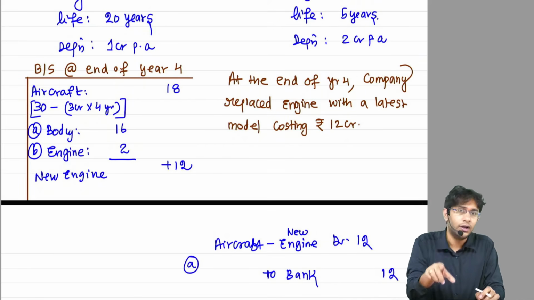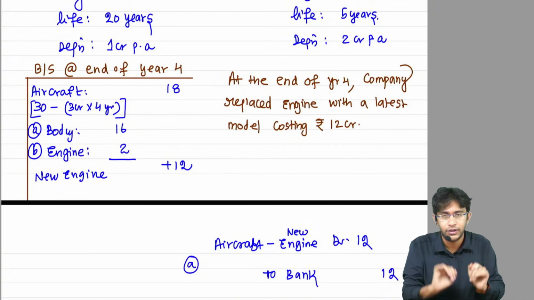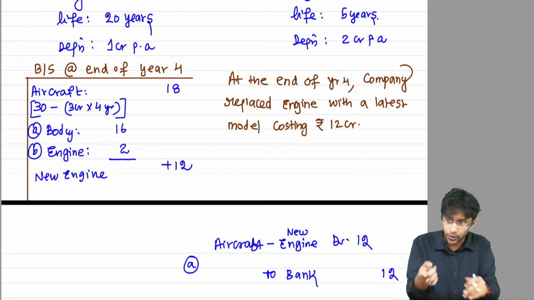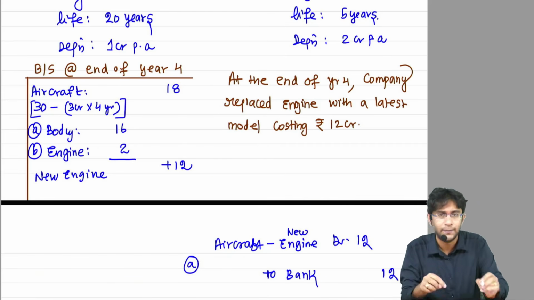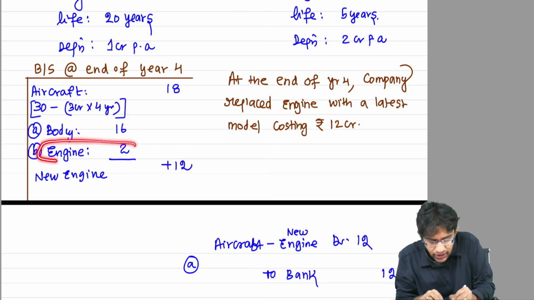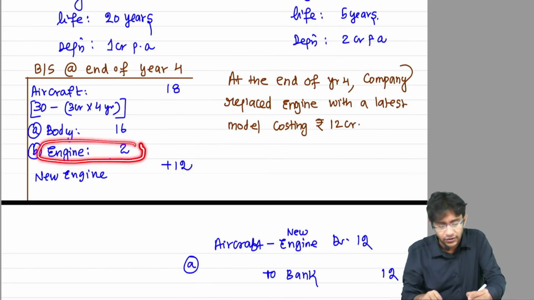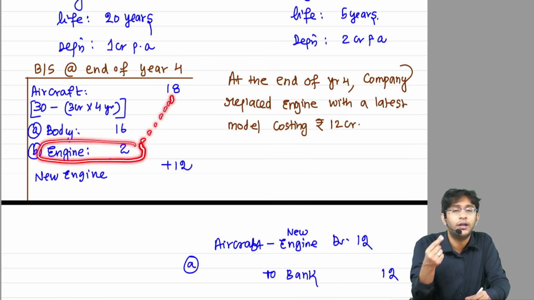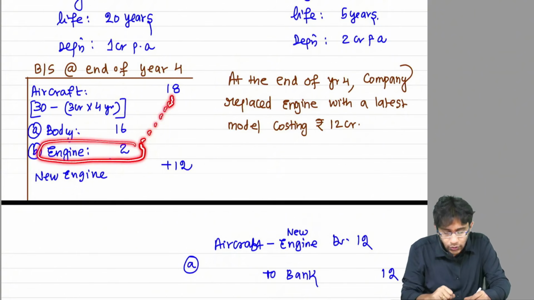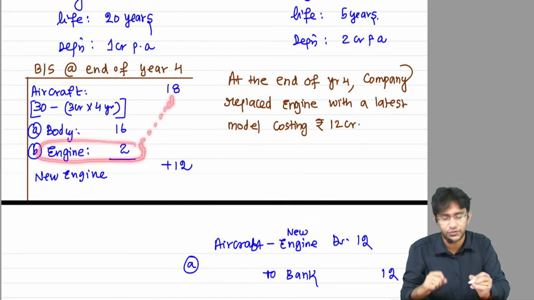Your aircraft is not running with 2 engines, no. There's only 1 engine. The new engine's cost you capitalize. But the old engine, physically you're removing it, okay. But from an accounting point of view, the old engine's carrying amount is still alive to the extent of 2, and that is included in your 18. That also you have to eliminate. You are not a double engine sarkar like BJP. So you have to remove this 2 crores.